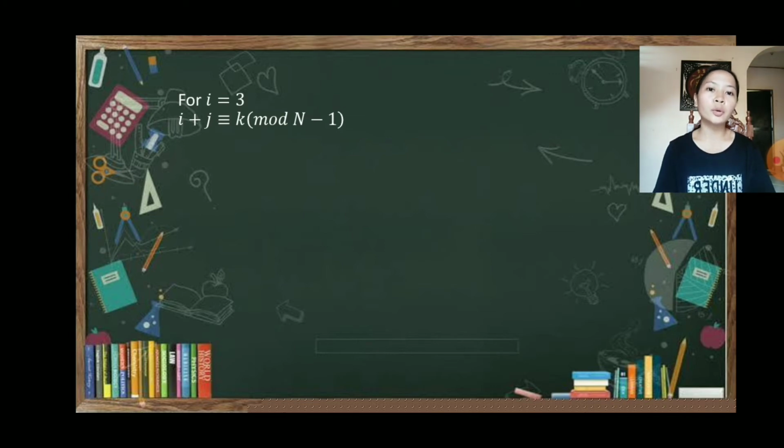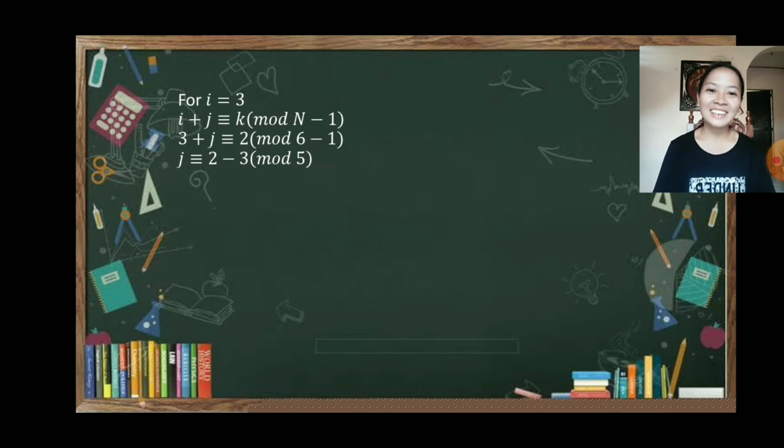We will use the same formula as before, I plus J is congruent to K mod n minus 1. Then we do the substitution: 3 plus J is congruent to 2 mod 6 minus 1. And then, transpose the 3, which becomes J is congruent to 2 minus 3 mod 5. So, J is congruent to negative 1 mod 5.